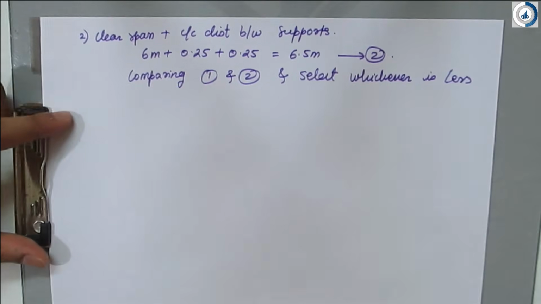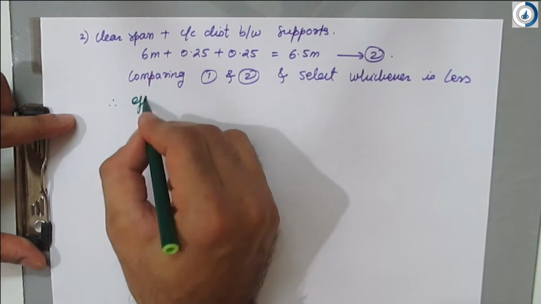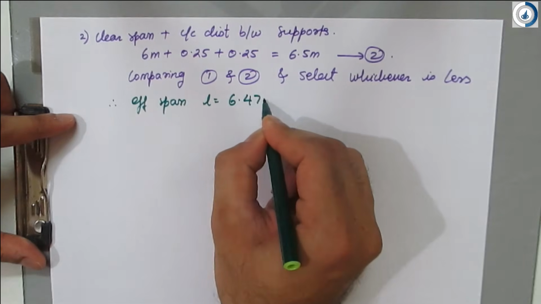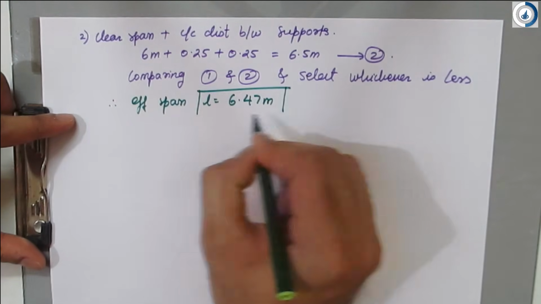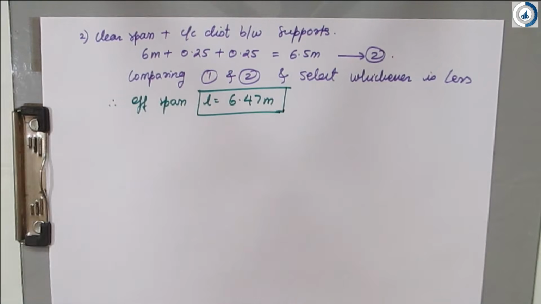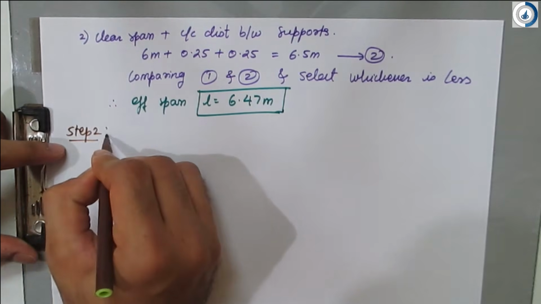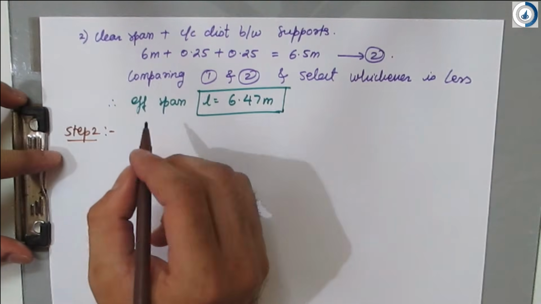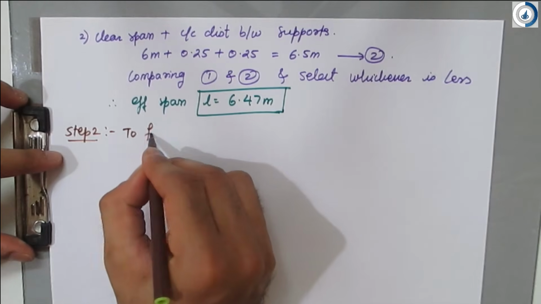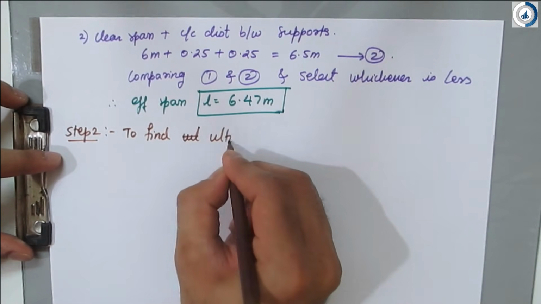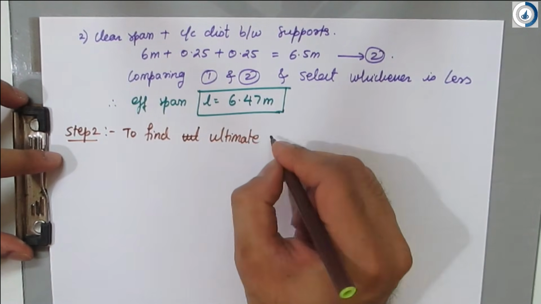So therefore effective span L equal to 6.47 meters. So in this way, in step number 1 you have to calculate your effective length. So after this, step number 2, that is to find the ultimate moment.